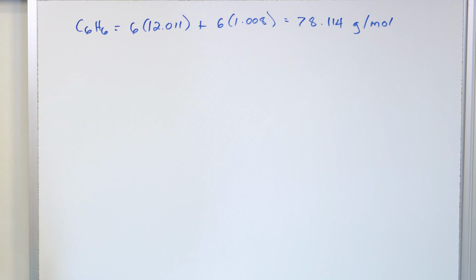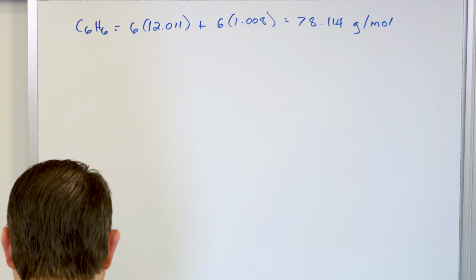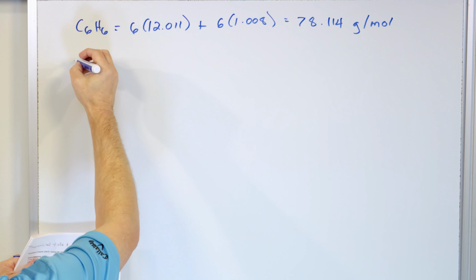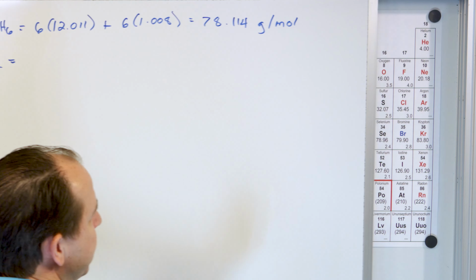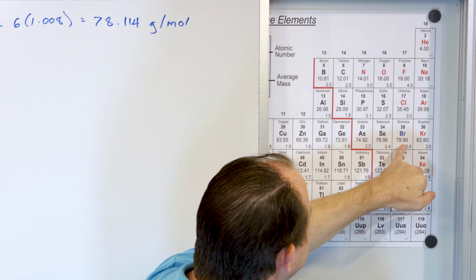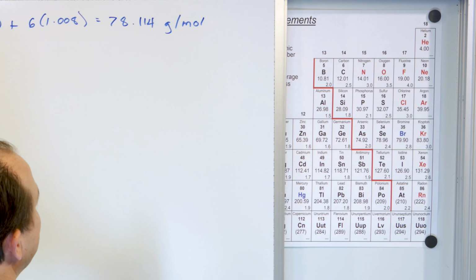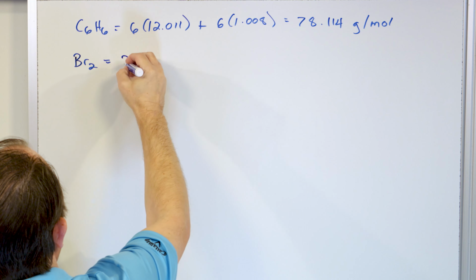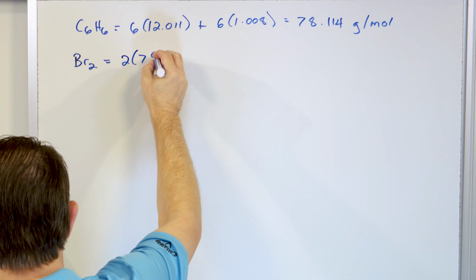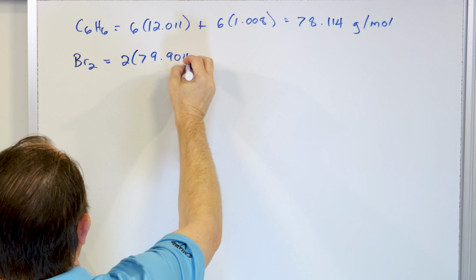So I'm going to go off to the side because I have to get up to moles there. I'm going to take a look at Br2. And you can, of course, look at the periodic table. The periodic table has bromine at 79.90 grams per mole, because I don't remember that one really. And there's 2 of them. So it's going to be 2 times, I'm going to use 79.904 grams per mole.